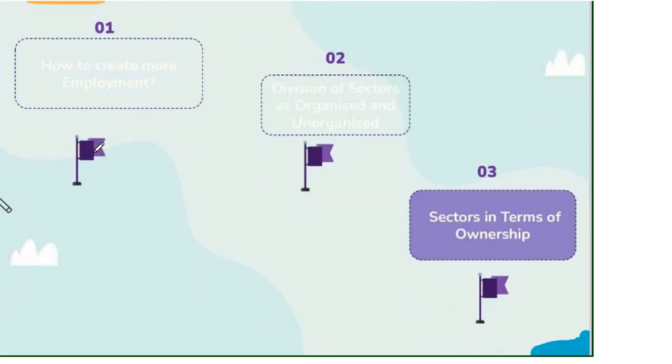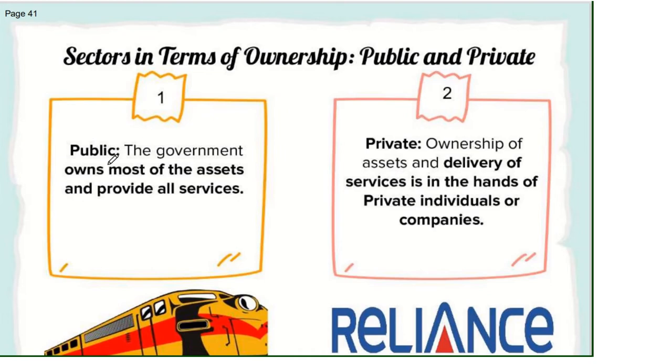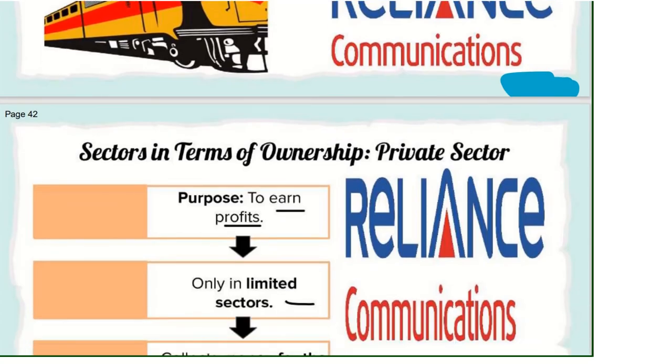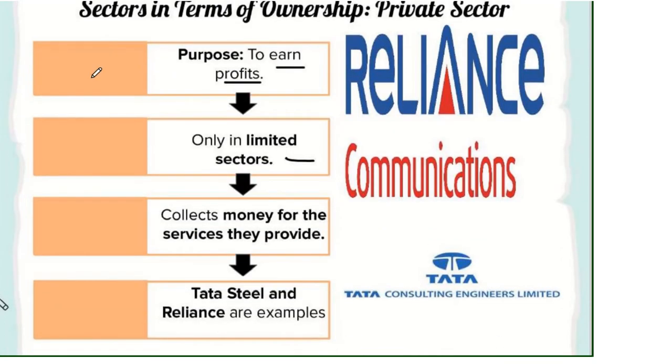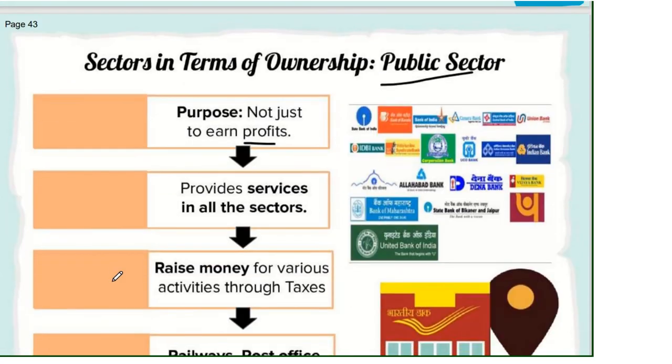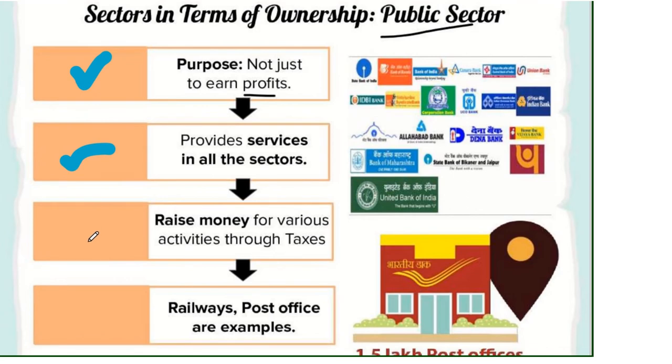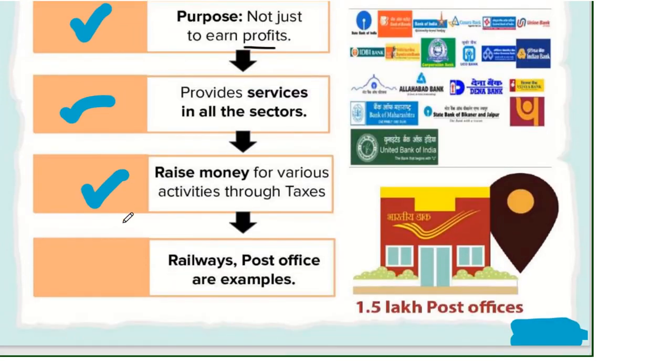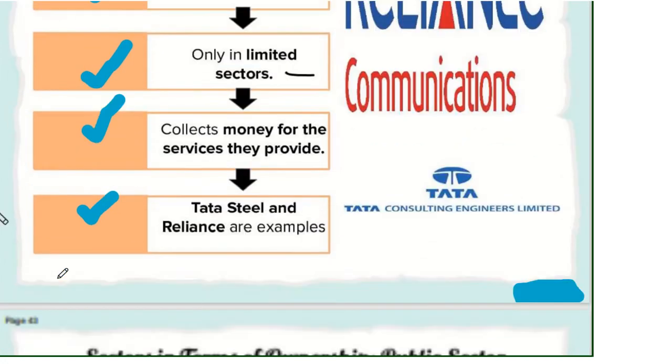Third topic, sectors in terms of ownership. Let's learn. First, public sector: the government owns most of the assets and provides all services. Private sector: ownership of assets and delivery of services is in the hands of private individuals and companies like Reliance. The purpose of the private sector is to earn profits. It collects money for the services it provides. Tata Steel and Reliance are a few examples. The public sector does not just aim to earn profits but provides services to all, and raises money for activities. Railways and the post office are examples of the public sector.